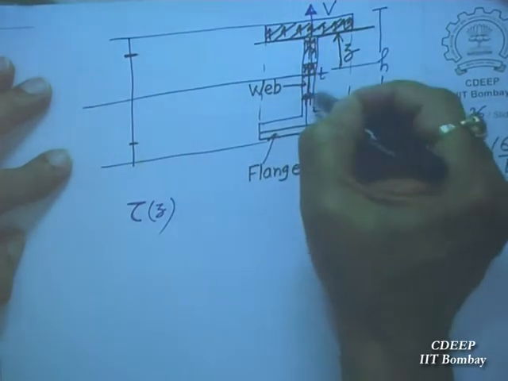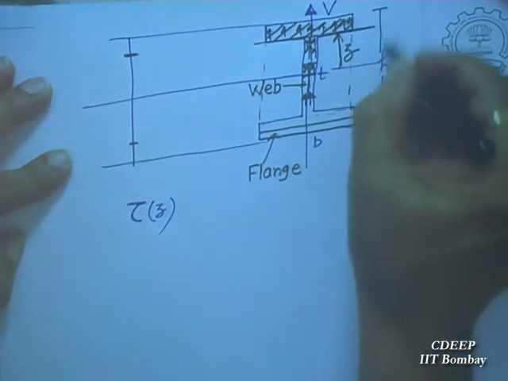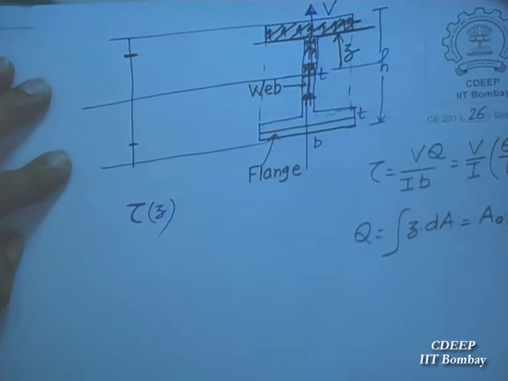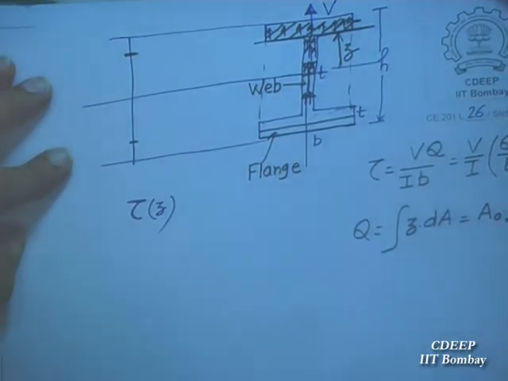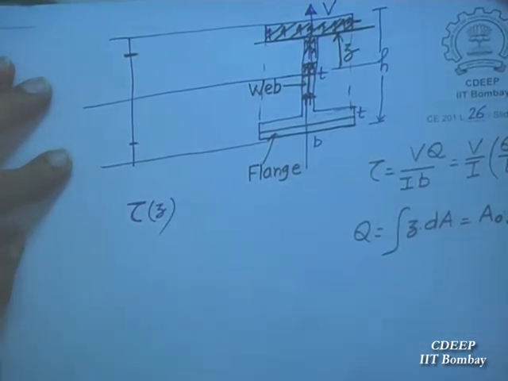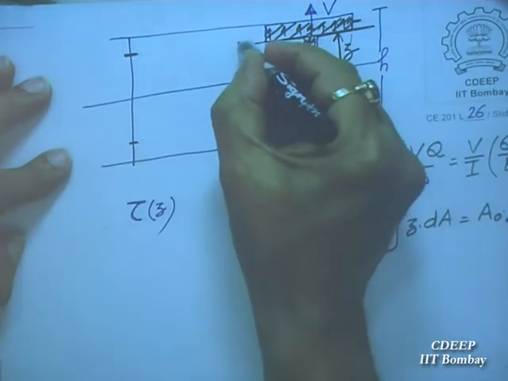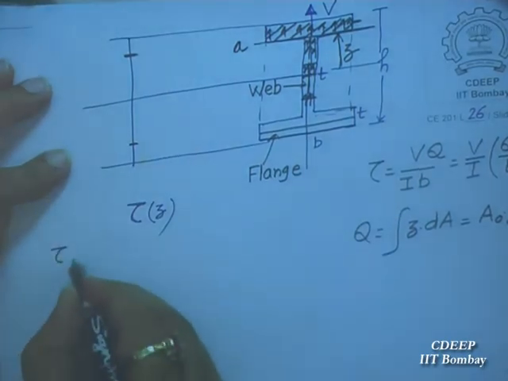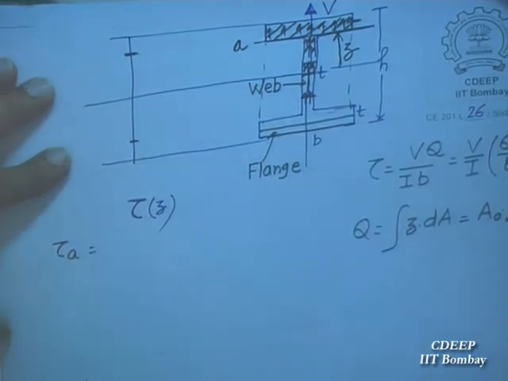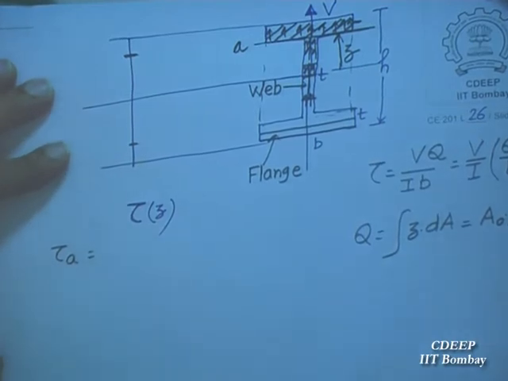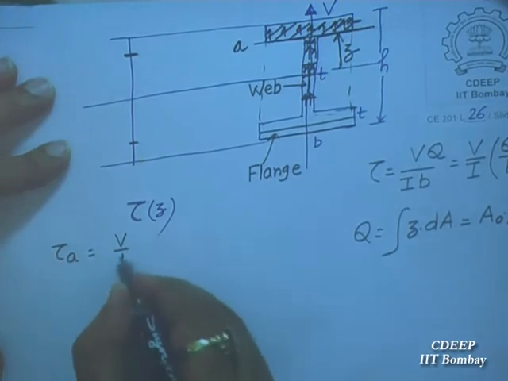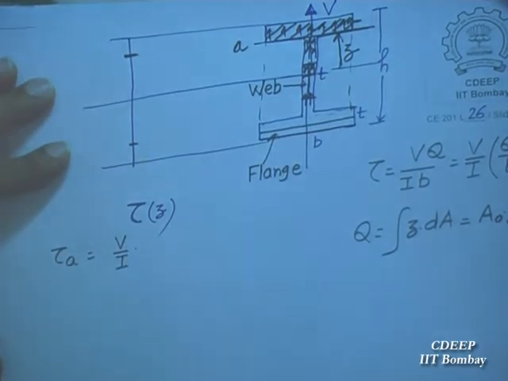So you can find out, yes, the distance to the centroid will be h by 2 minus t by 2. This distance has to be reduced. See, it will involve computation. So I will say here, let us say at A level, tau xz at A level, tau A, what will be the value? It will be equal to V divided by I divided by, what is the width?